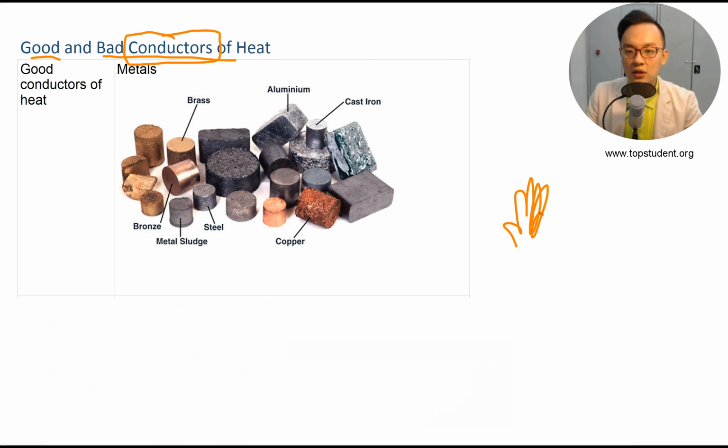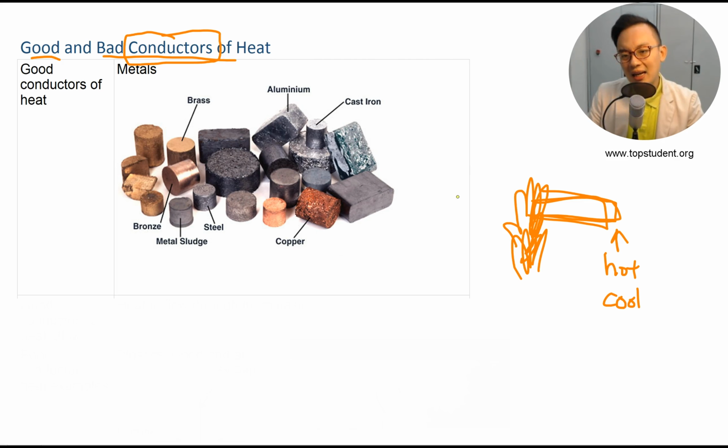So let's say I have a source of heat over here, and I have a material. This is my fire, and if this part feels hot, then this is a good conductor. If this part feels cool, then this is a bad conductor, because it doesn't allow the heat to travel through. That's basically what conductors mean.